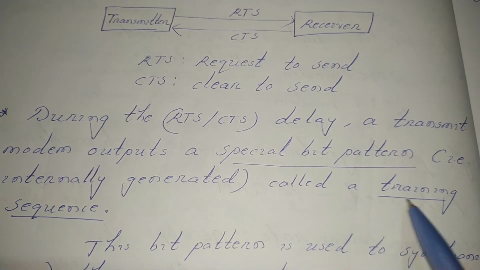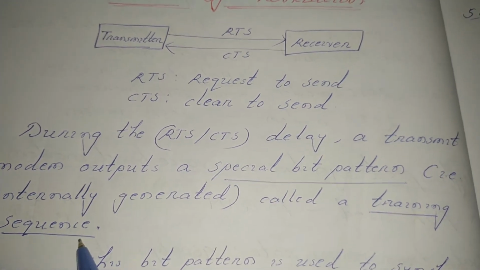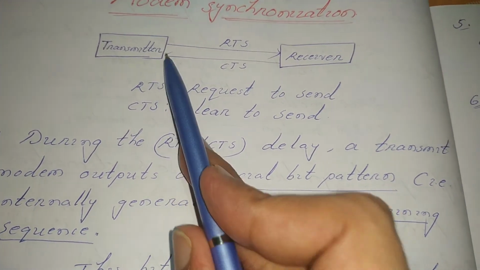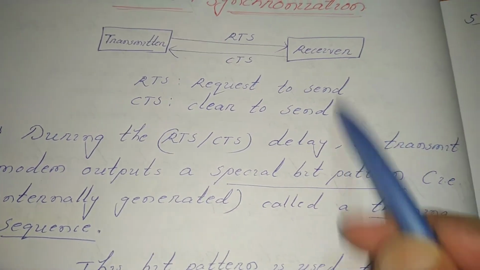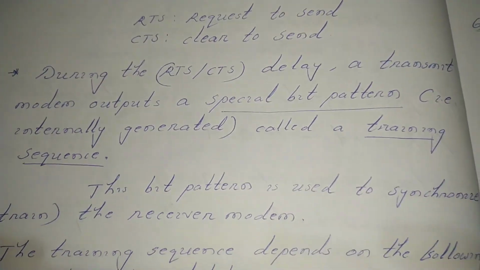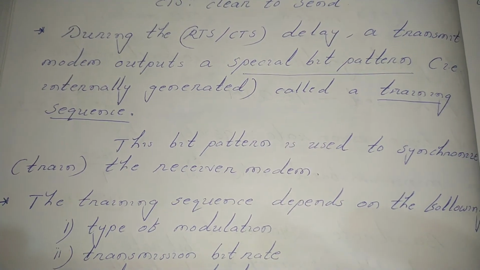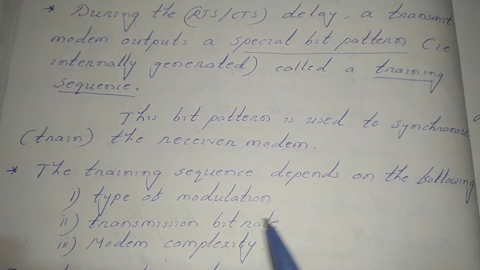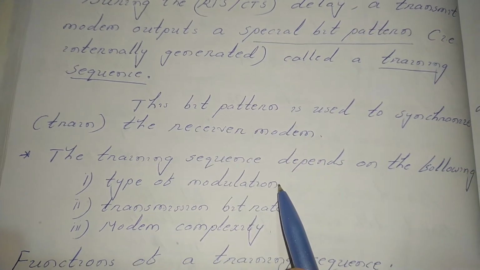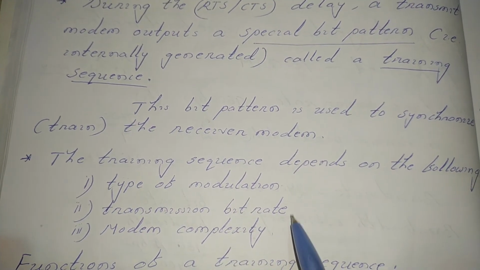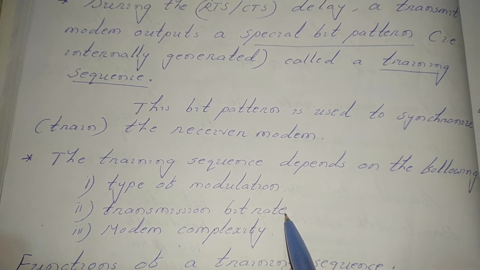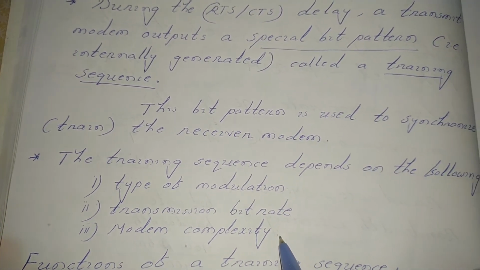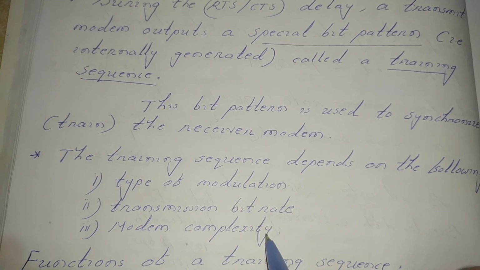That is called a training sequence. That bit pattern will synchronize the modem present at the transmitter side as well as at the receiver side. And that bit pattern mainly depends upon the following factors: the type of modulation you are using, the transmission bit rate, and your modem complexity. These are the three factors the training sequence depends upon.